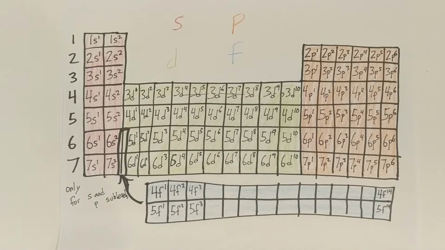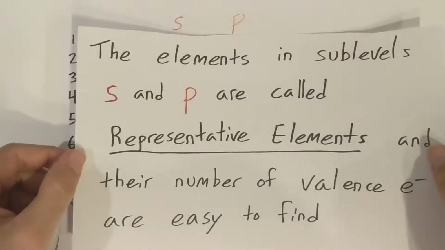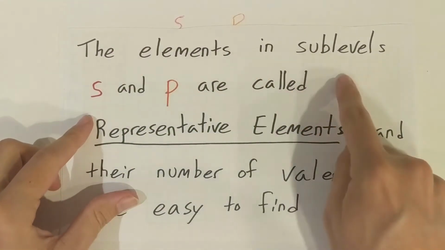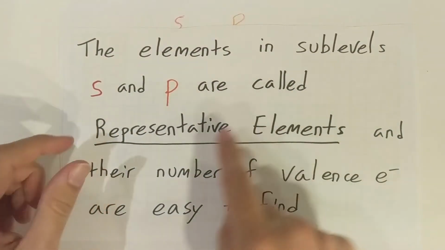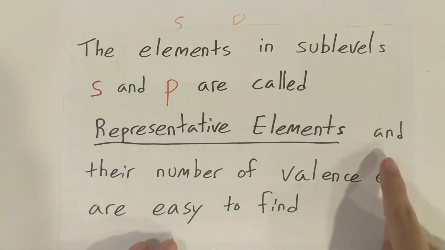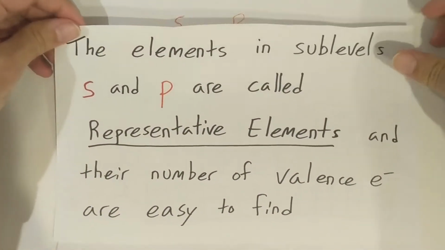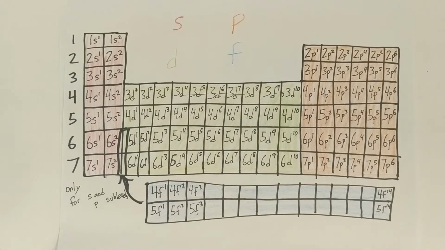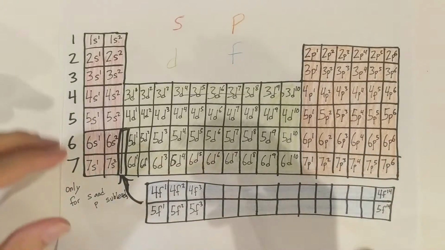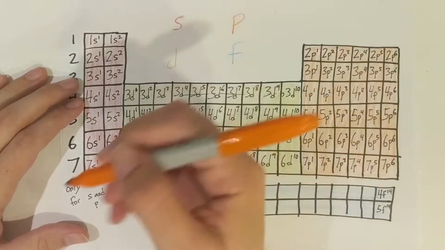So some things I want you to write down in your notebook are that the elements in the sublevels S and P are called representative elements, and their number of valence electrons are easy to find. So we talked about this last week in the videos. We can find our valence electrons just by looking at what group they're in.